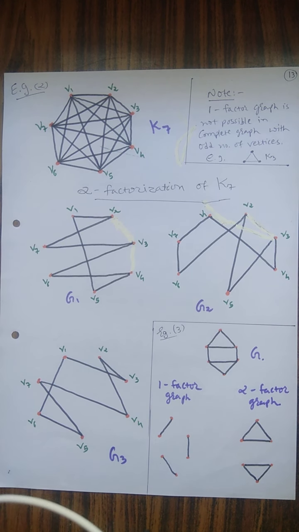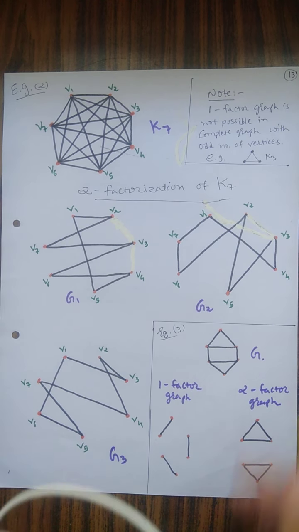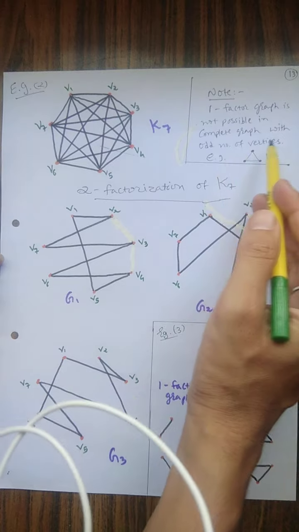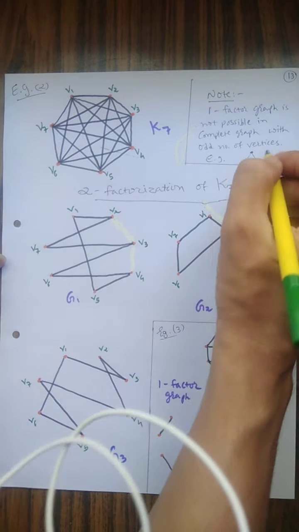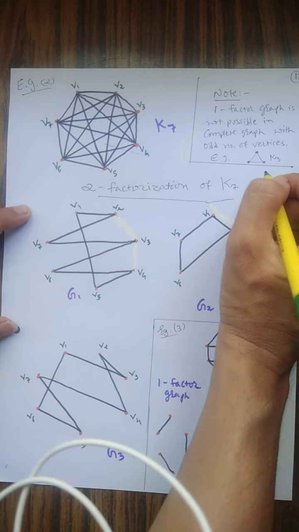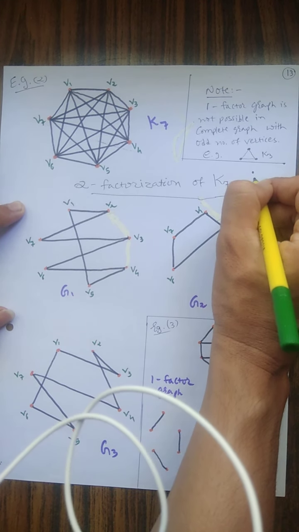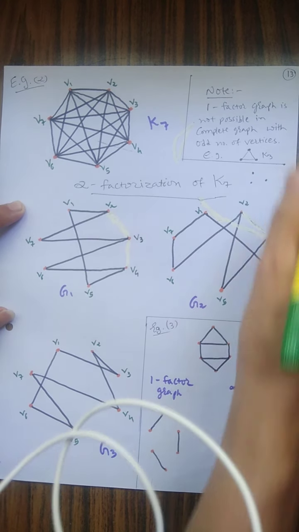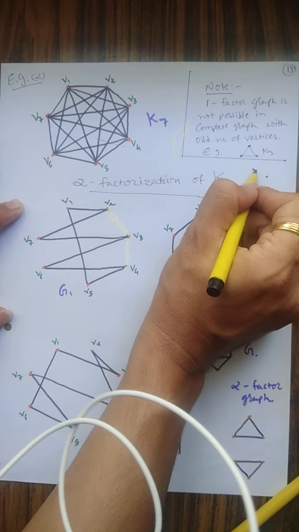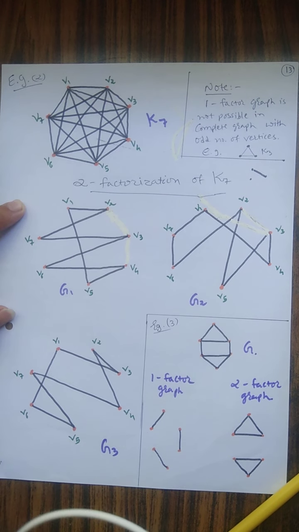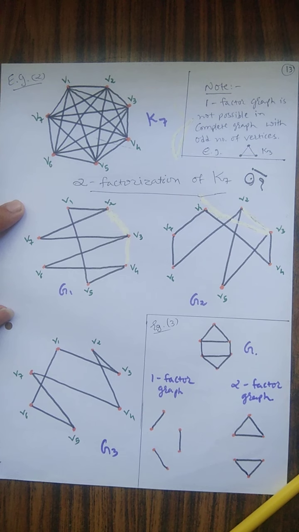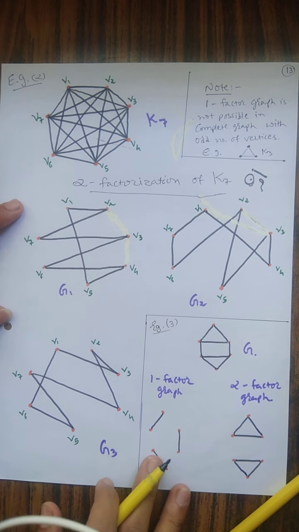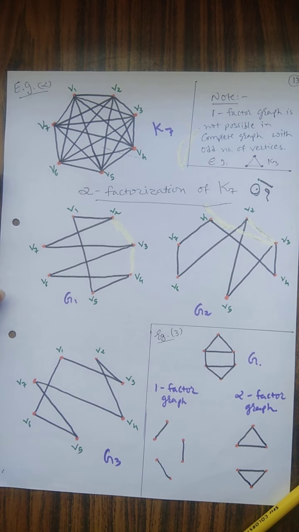So we take 2 factorizations here. I give one example here also. One factorization is not possible in a complete graph with an odd number of vertices. That is, here we take K3. Can you find a one factor graph? If I take points 1, 2 and 3 and draw only one line here, which has one, but this one is remaining. So we cannot find a one factor graph.